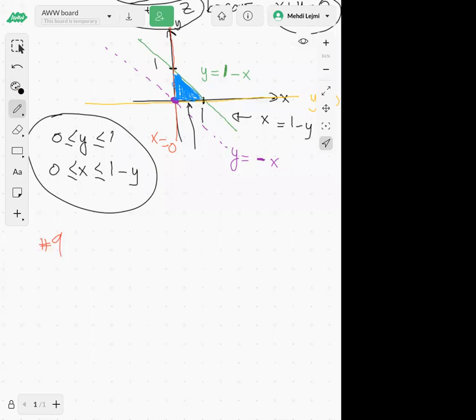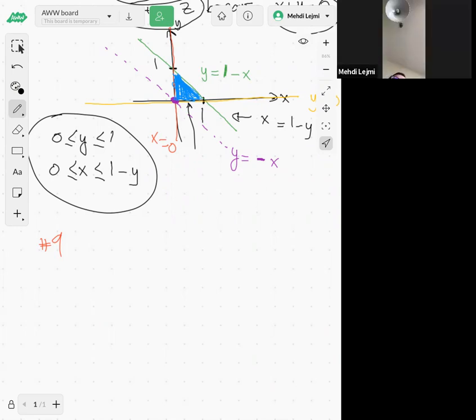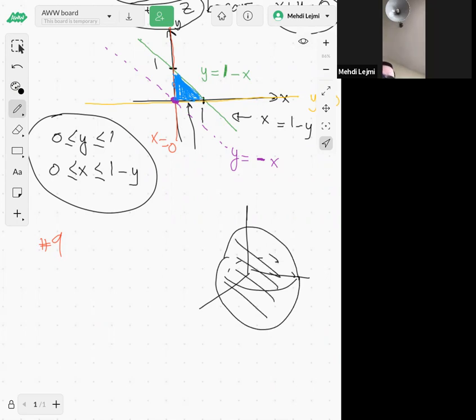There's just the bounds. Number 9 is just the unit ball, the inside of the unit ball. So it's just the inside of the sphere. You have only one equation, right? It's x squared plus y squared plus z squared less than or equal to 1. That's the only equation you have.